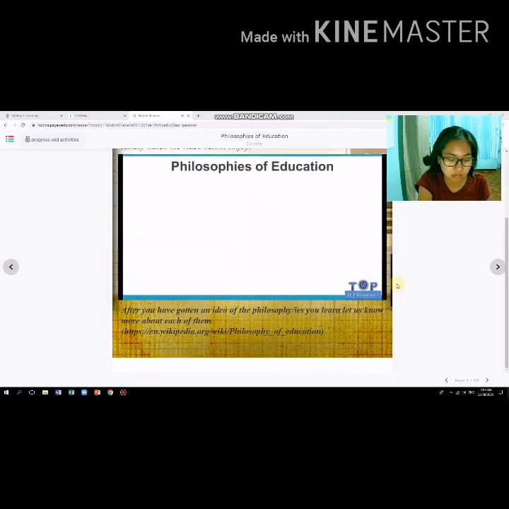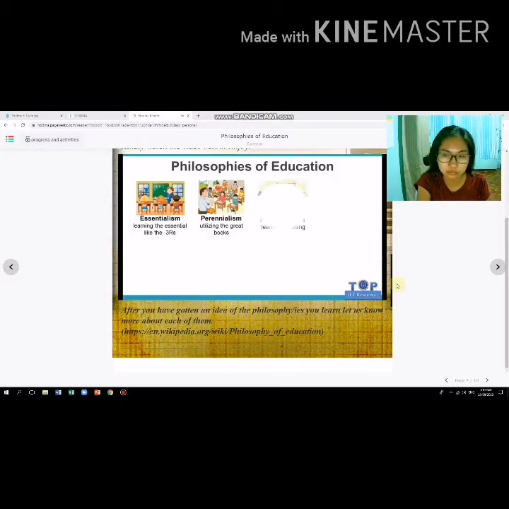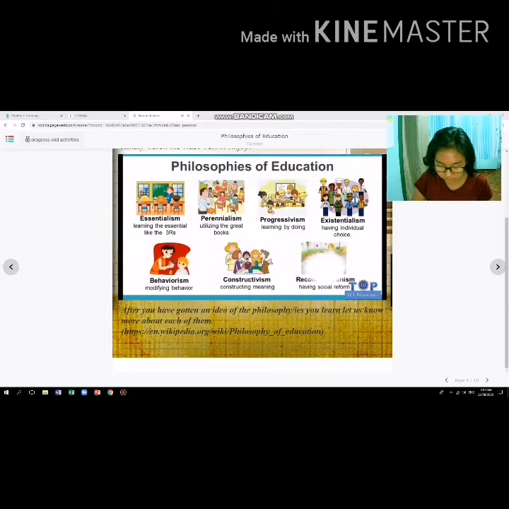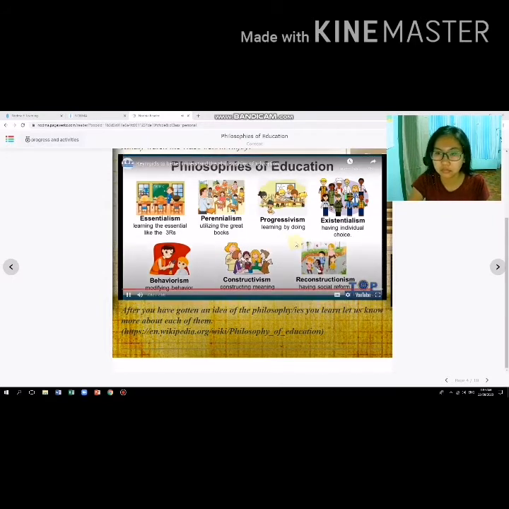Here are the known philosophies of education with their keywords. Essentialism, learning the essential like the 3 R's. Perennialism, utilizing the great books. Progressivism, learning by doing. Existentialism, having individual choice. Behaviorism, modifying behavior. Constructivism, constructing meaning. Reconstructionism, having social reform.